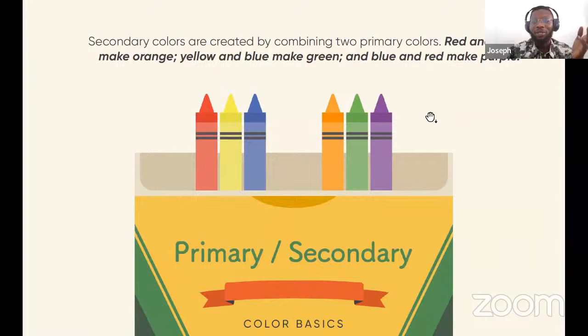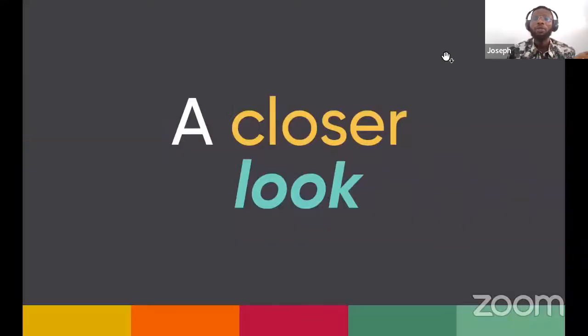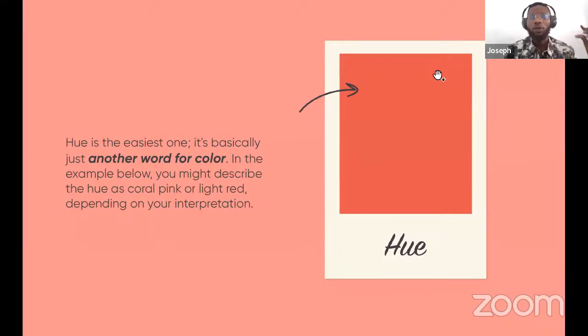And we all know that red plus yellow is orange, yellow plus blue is green, red plus blue is purple. And these are 6 colors. And when you add them together again, you get more, which is what makes up the color wheel, right? And from the color wheel, we took a step further where we said another word for color is hue.